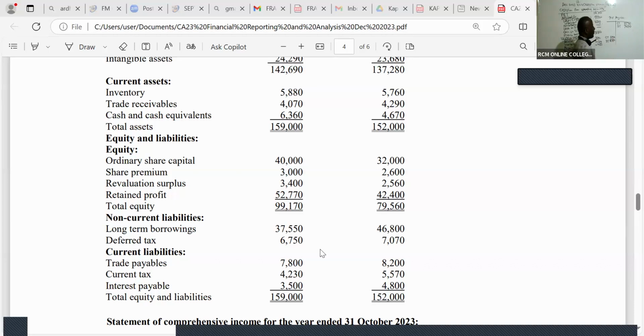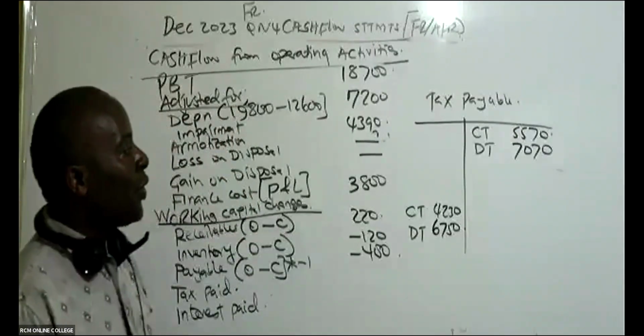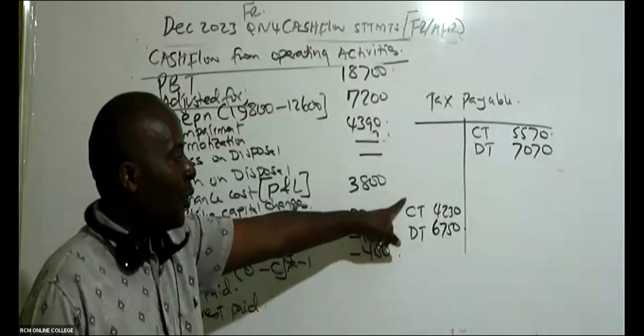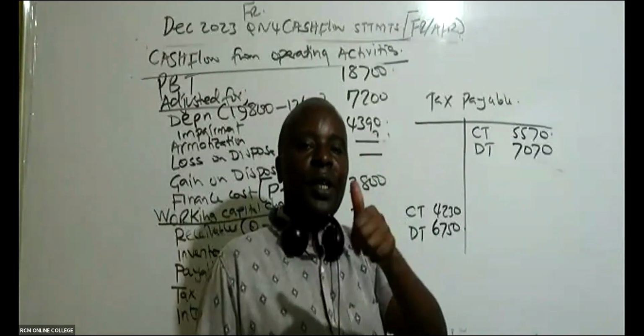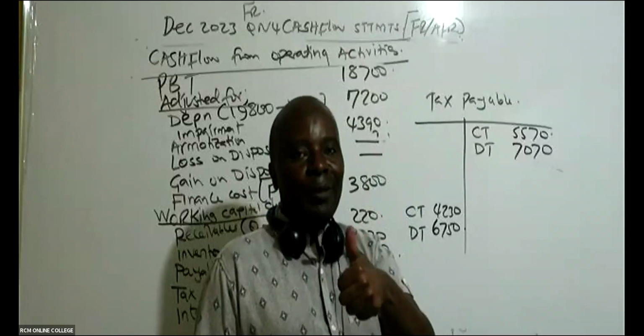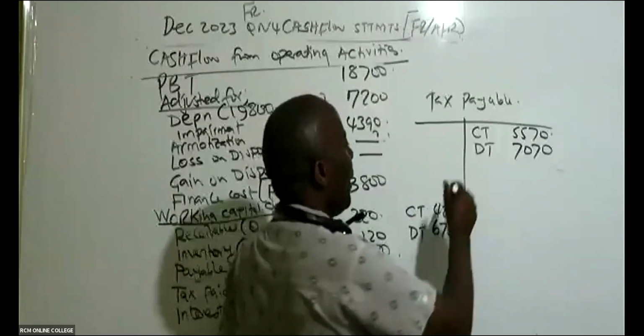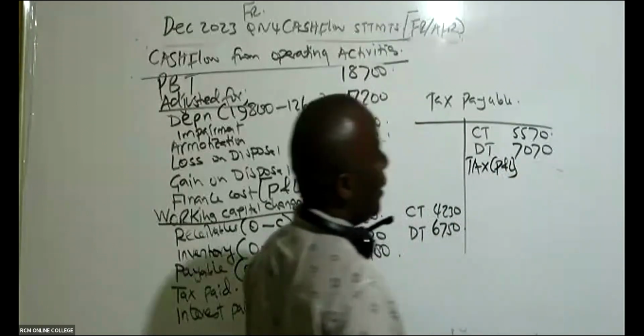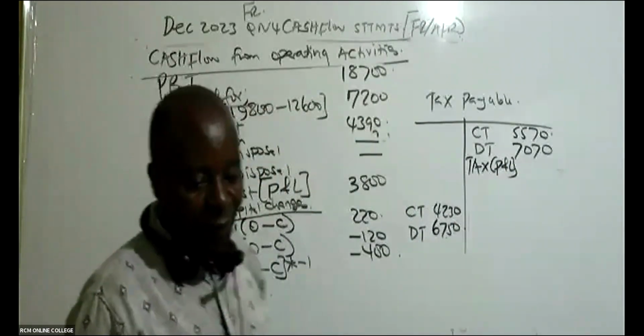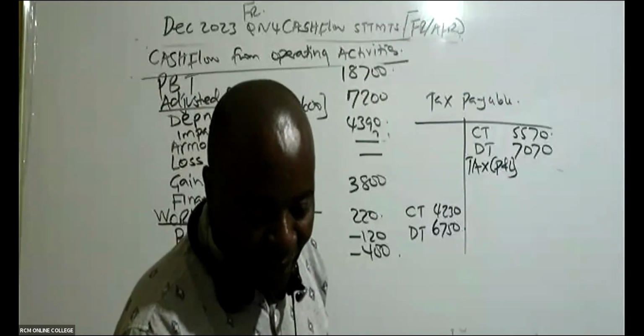Once we do that, what will follow? Here we have the balance carried down and balance brought down. Remember, this tax payable will increase by the tax that you have in the P&L. That is the tax for the year. Are you able to see the tax for the year in the question? Go to the P&L.